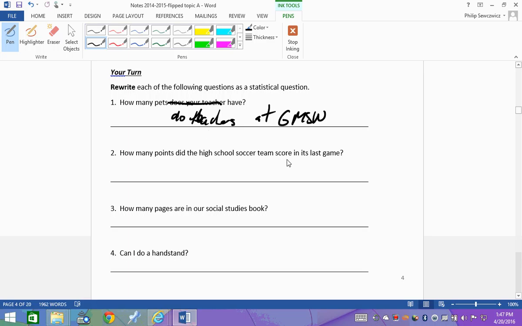How many points did the high school soccer team score in its last game? How about its last 12 games? Now we're getting more answers there. How many pages are in our social studies book? How about school books? We've got lots of school books. And can I do a handstand? How about can a sixth grader do a handstand? Because we're going to get different answers there. Again, that's the big thing for it there.